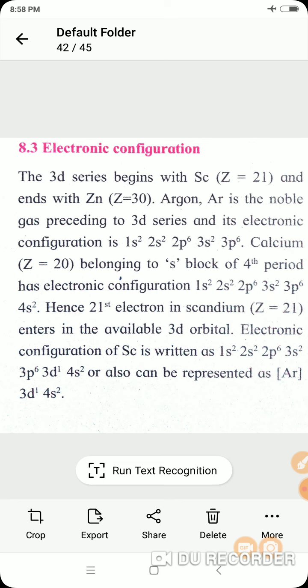Next, calcium. Calcium, having atomic number 20 and belonging to the S block of the fourth period, has electronic configuration 1s2, 2s2, 2p6, 3s2, 3p6, 4s2.